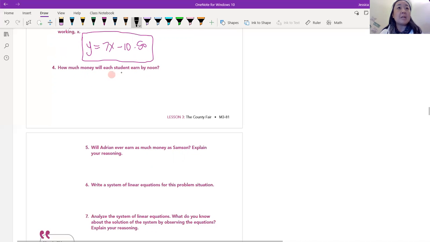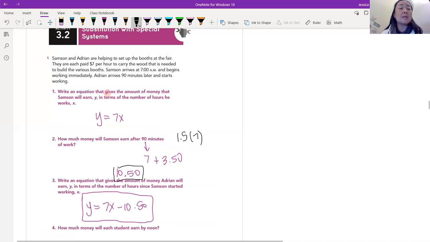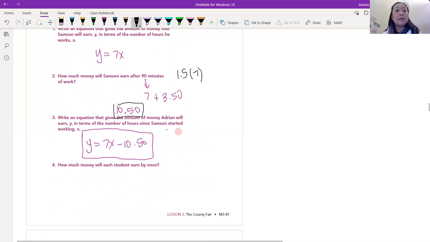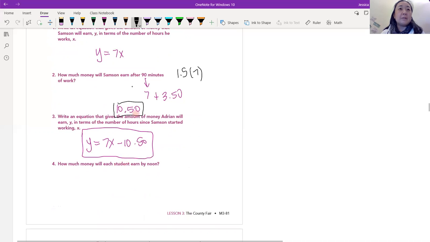So if you look at how much money the students will earn by noon, how much time has passed? From 7, 8, 9, 10, 11, that's going to be 4 hours, right? So it's just 4 times 7, which is going to be $28. So after working all morning, Samson is going to get $28, right?